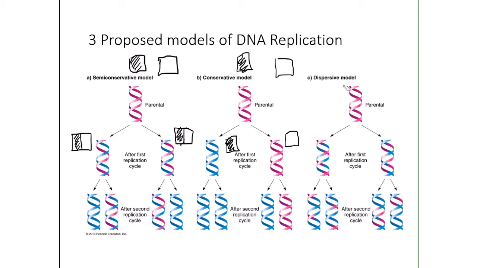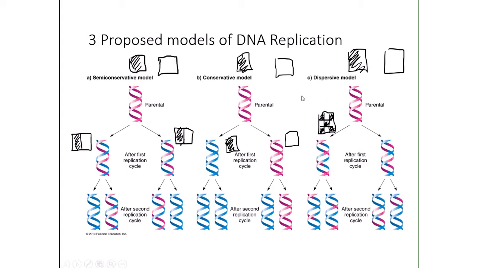And in the last model, you have what's called the dispersive model, where instead of having one strand that's entirely old and one strand that's entirely new, it's dispersed all over the DNA molecule. So it's kind of like a mosaic. If you have the original and the copy, what this would look like is you shred them into pieces and randomly patch them together with new material and old material. So kind of like this. Right? So which one is the correct one?